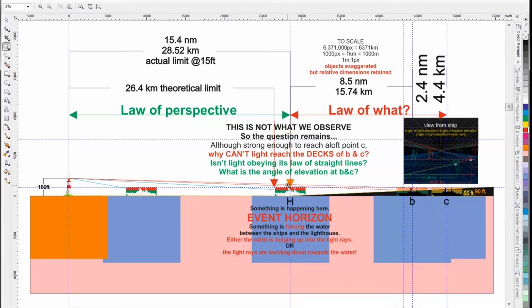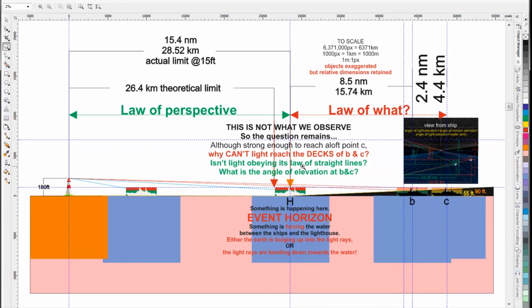So how come the light rays from the lighthouse are passing above it? They should be passing below it, below its base. It's impossible. Although strong enough to reach aloft point C, why can't the light reach the decks of B and C if it's coming from above? If it's coming from above, it should be able to illuminate the whole ship, both B and C.